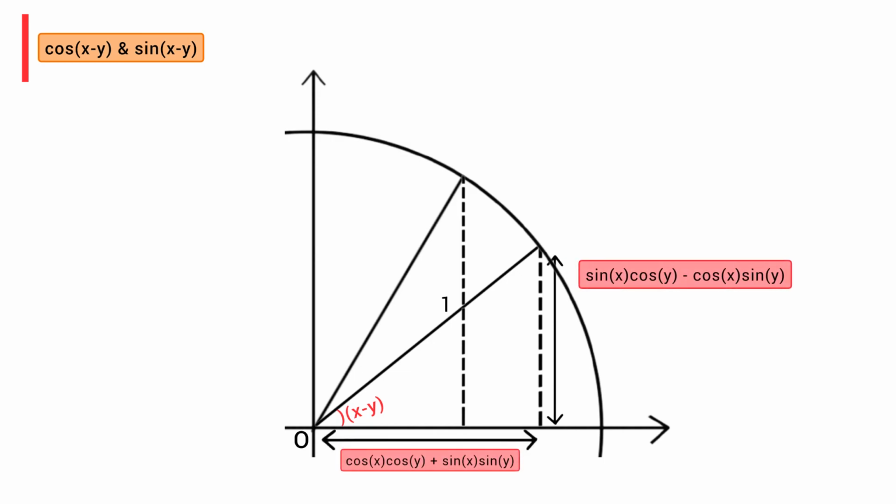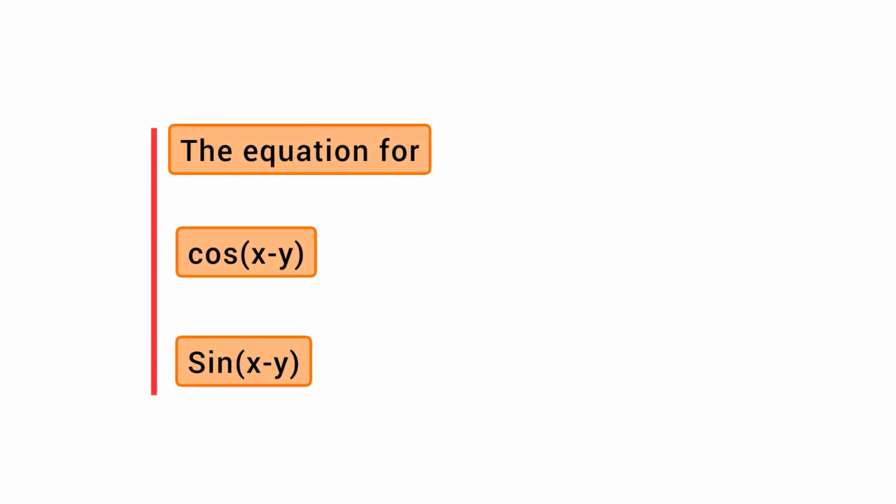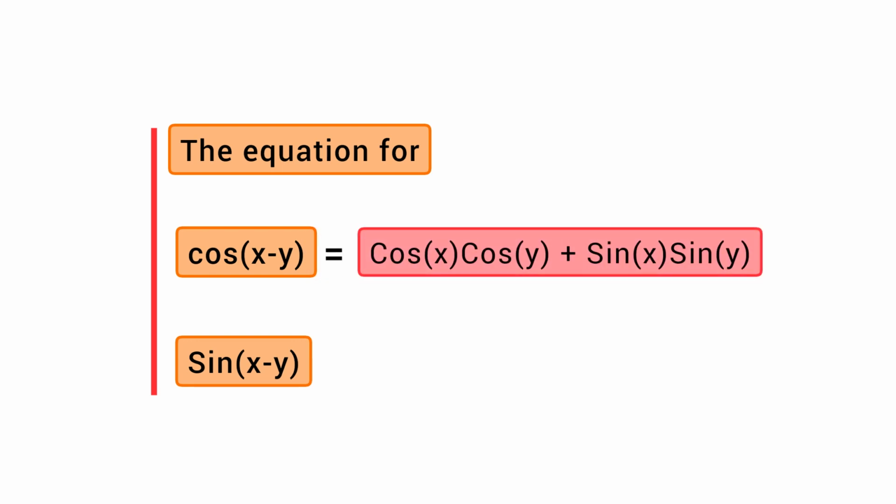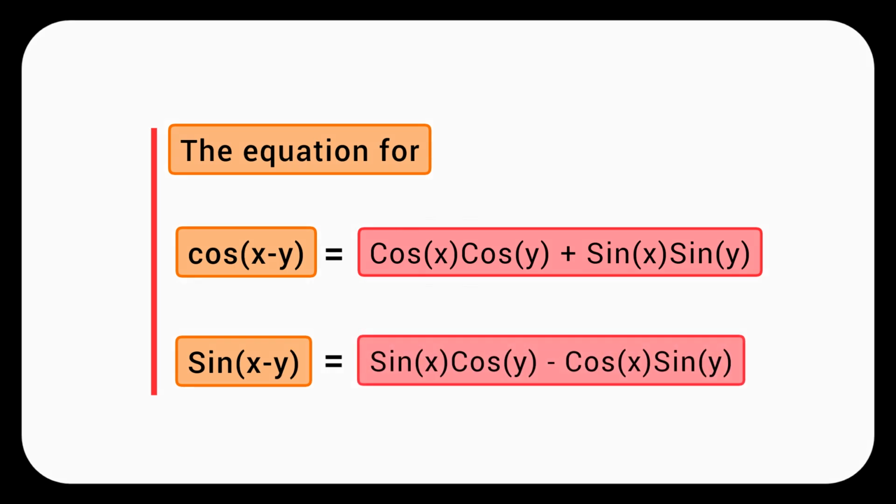Hence, we get the final equations for sin(x − y) and cos(x − y). There we go. We beautifully derived in a geometric way the equation for cos(x − y) and sin(x − y).